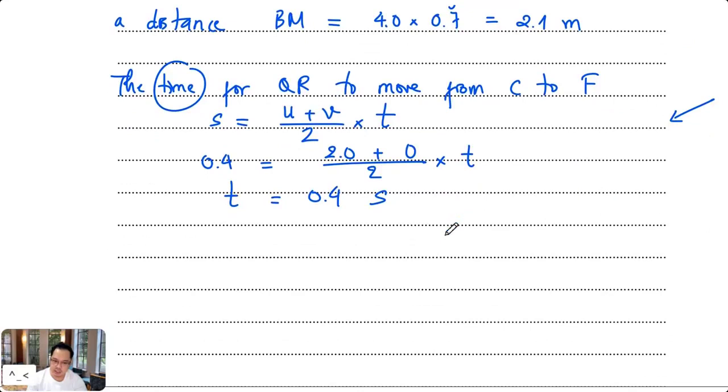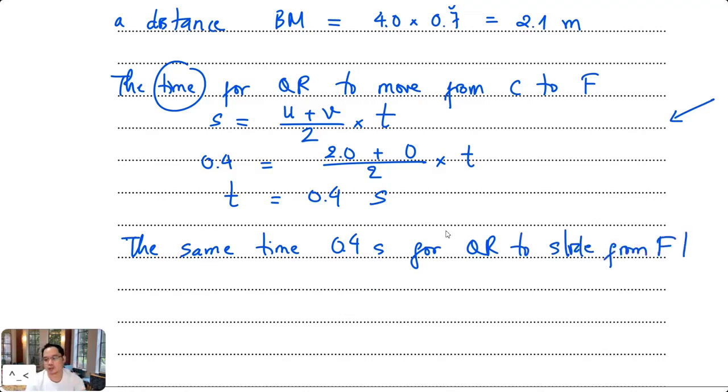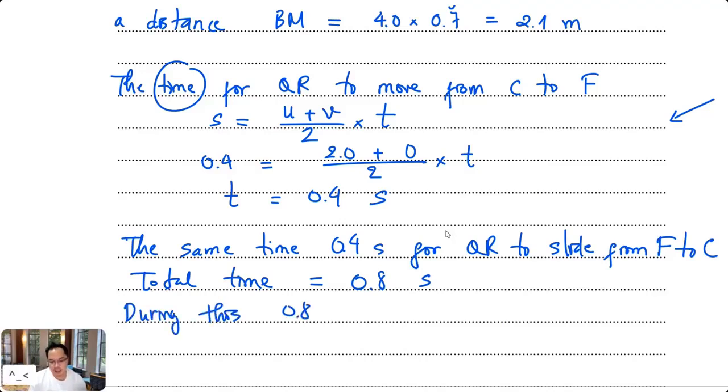Okay, 0.4 second, and it would take the same amount of time to slide down from F to C because the acceleration is the same: 0.4 second for Q and R to slide down from F to C. Therefore, the total time for the system QR to move from C to F and then return to C is 0.8 second. During this 0.8 second, P travels another distance, which is its speed, 4 meters per second, multiplied with its time, which is 3.2 meter.